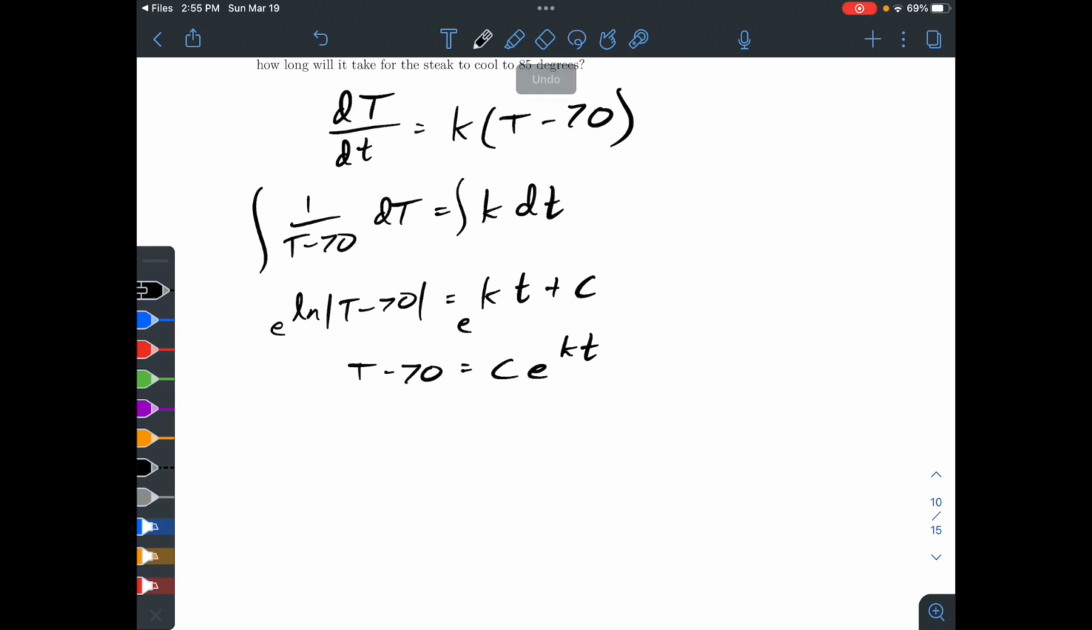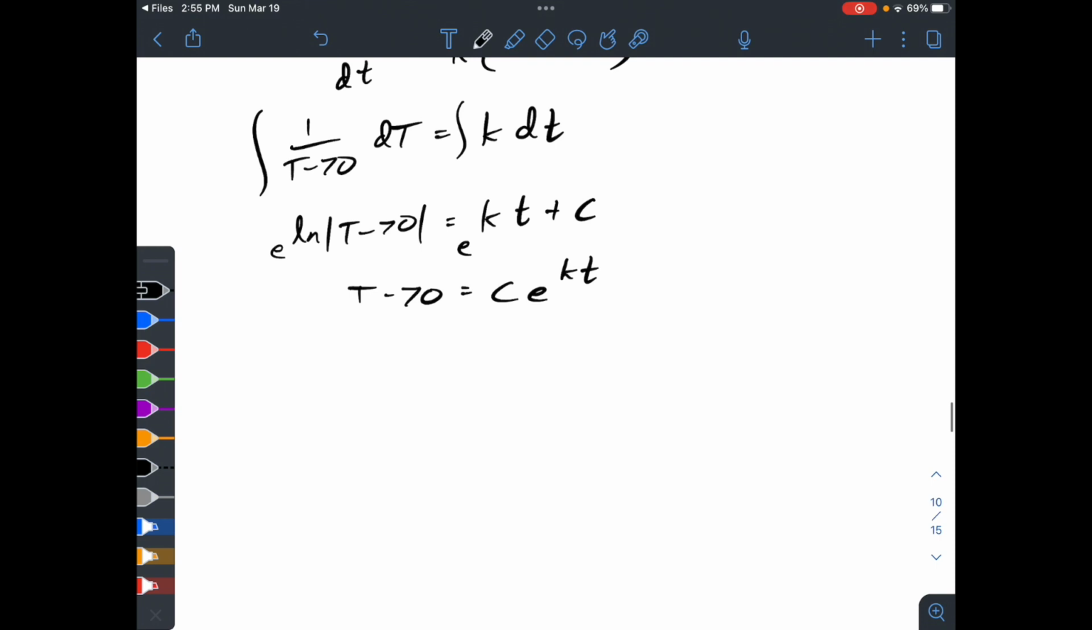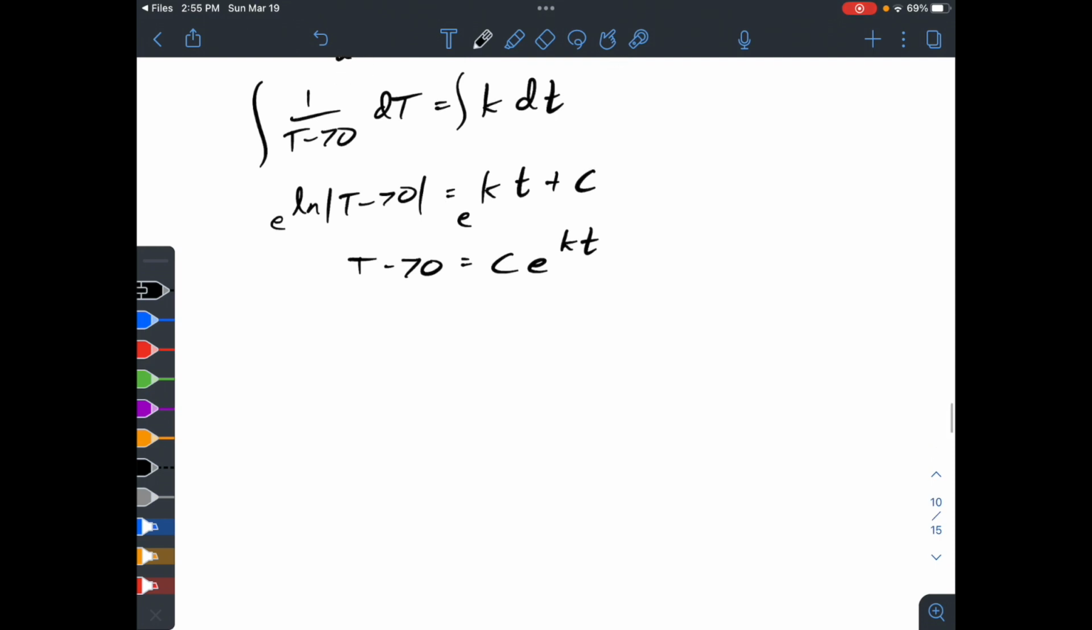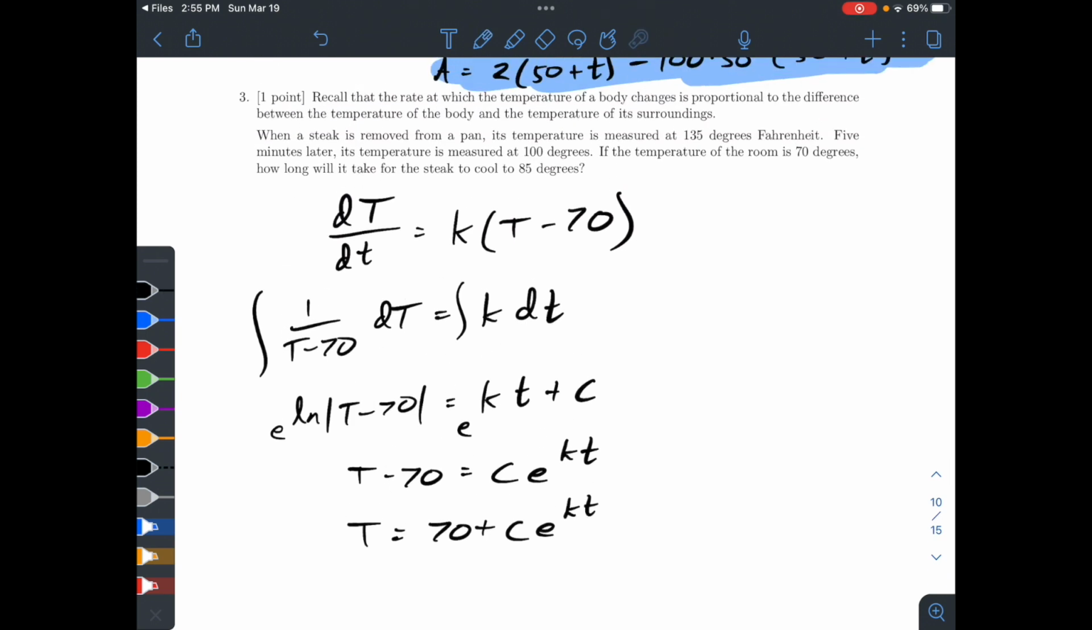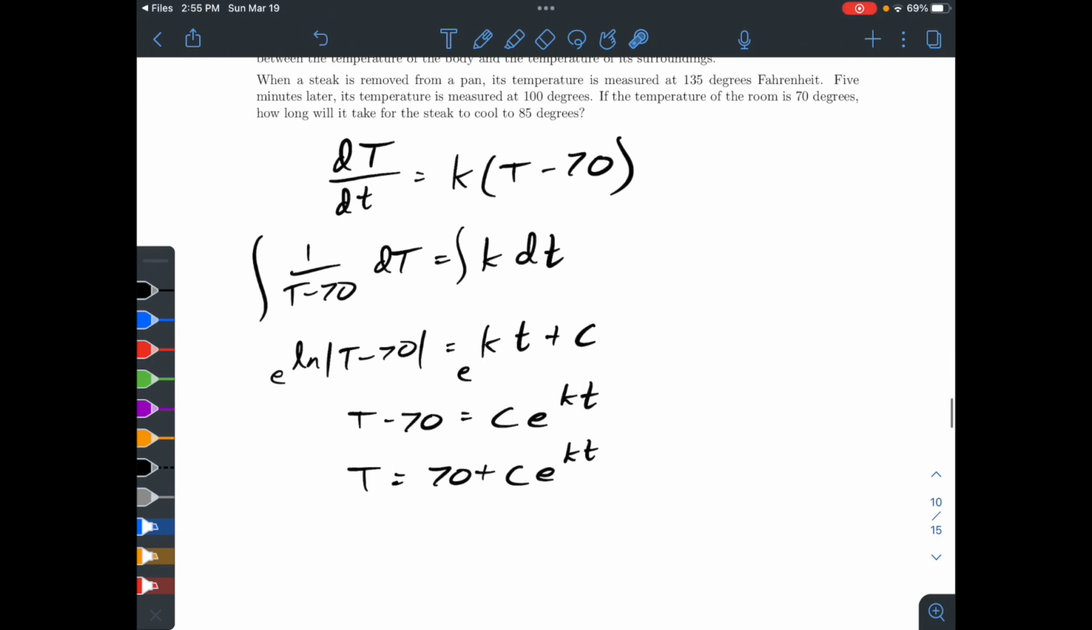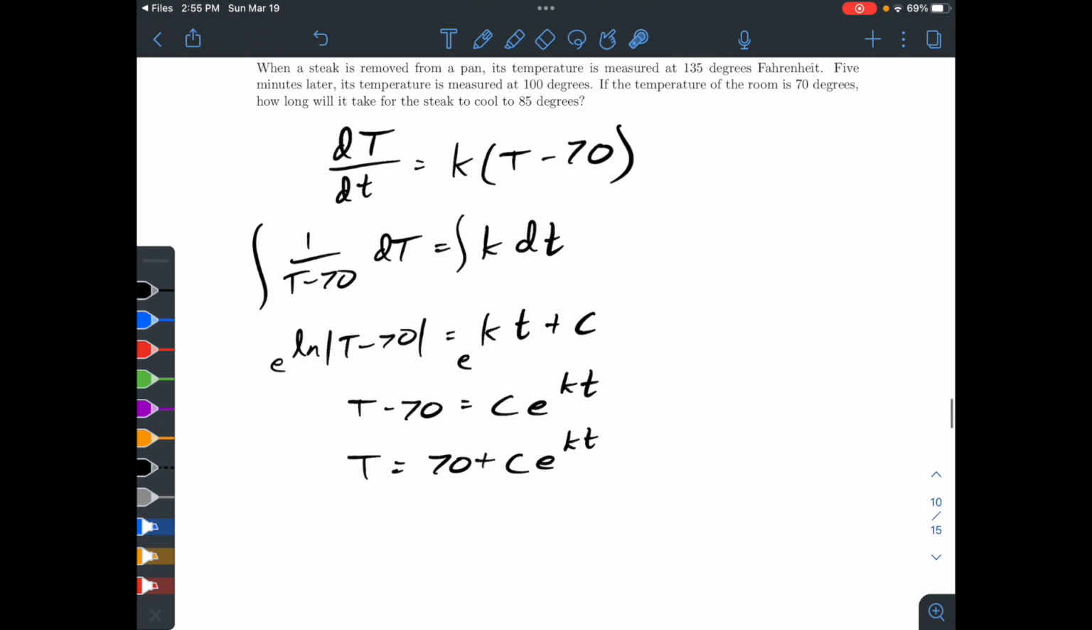Notice that I'm dropping the absolute values here because the plus or minus gets absorbed into this c over here. I'm skipping some steps here that I explained in more detail in class, but this is kind of what we get. And so T is equal to 70 plus c e to the kt. And then you could just use your initial conditions to figure out what c and k are in that case. But that's just sort of algebra stuff.